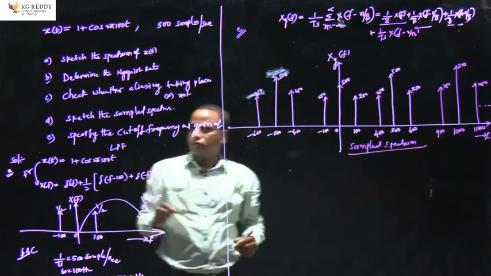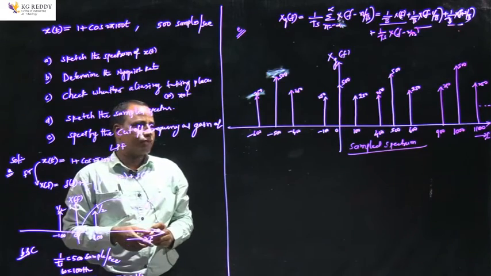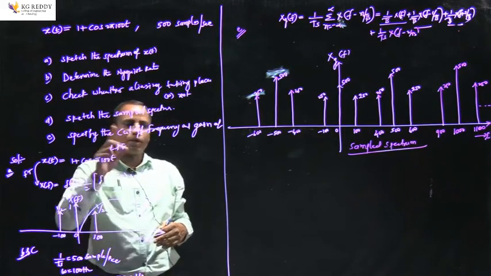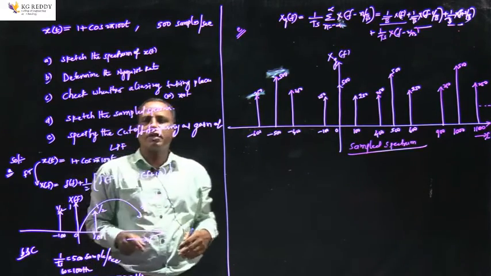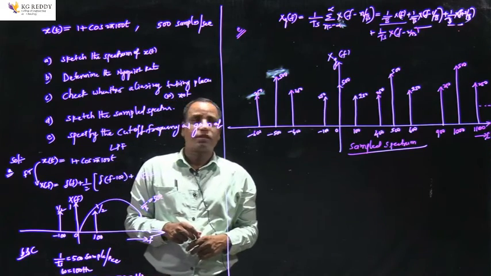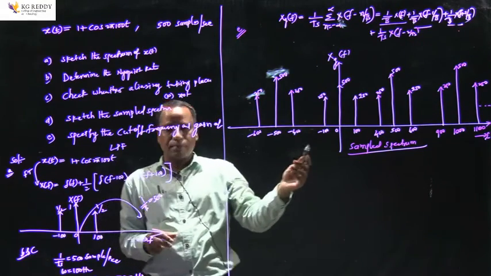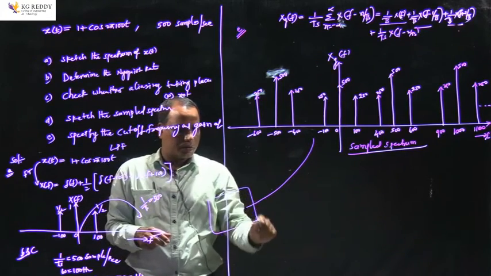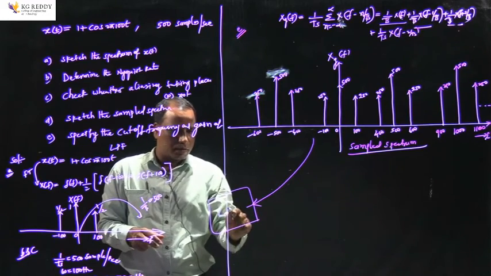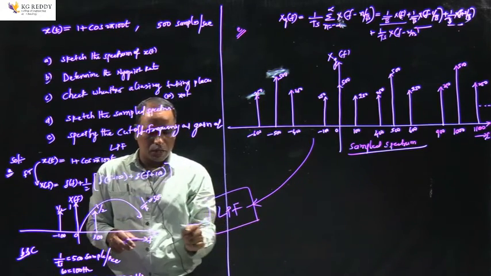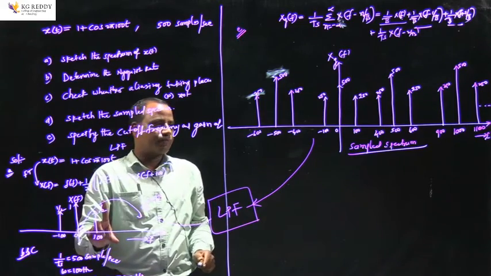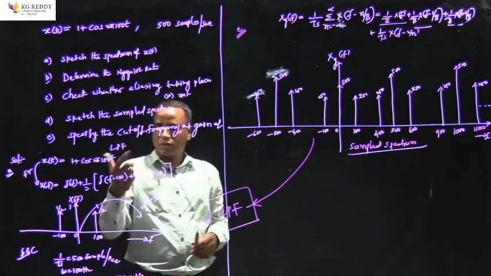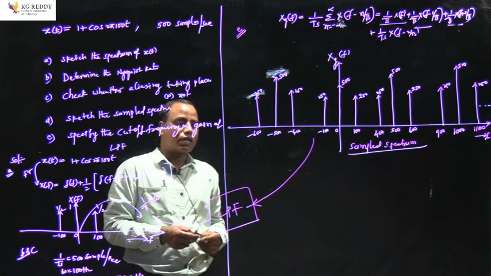And now question E says we need to design a low pass filter which is used to get back the original spectrum from the sample spectrum. So we need to specify the cutoff frequency and the gain of the low pass filter by which we can get back this original spectrum. It's something like this. This is a sample spectrum, and we need to pass the signal through an ideal low pass filter in order to get this particular signal. Output is this and input is this. We need to design a low pass filter, determining its cutoff frequency and gain.